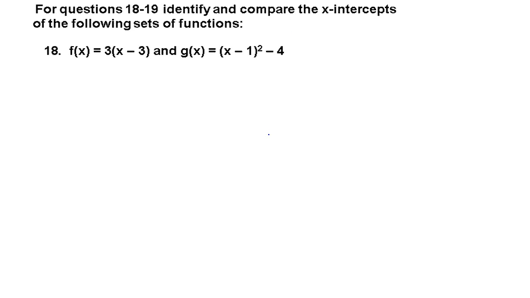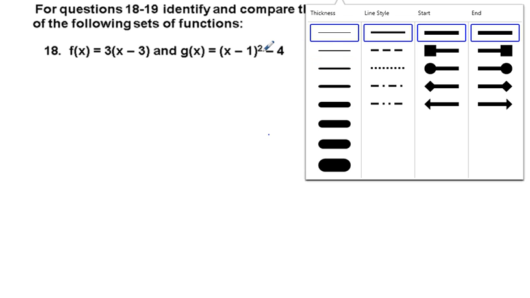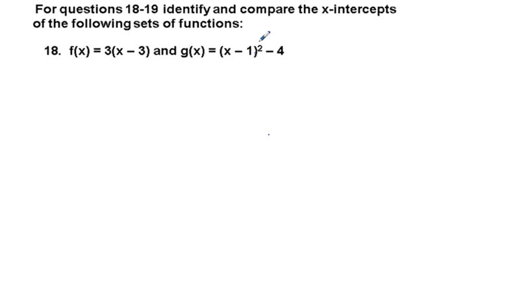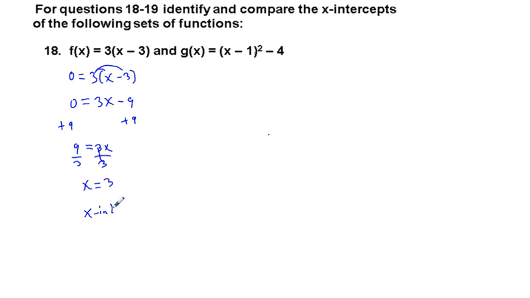Identify and compare the x-intercepts of the two functions, and you have a linear function and a quadratic function. Well, the x-intercept we get by setting this equal to 0. So I say 0 equals 3 times quantity x minus 3. And if we distribute through like this, we get 0 is equal to 3x minus 9. And so if we add 9, we get 9 is equal to 3x, divided by 3. We have x is equal to 3. So our x-intercept is the coordinate pair 3, 0. We only have one of those.